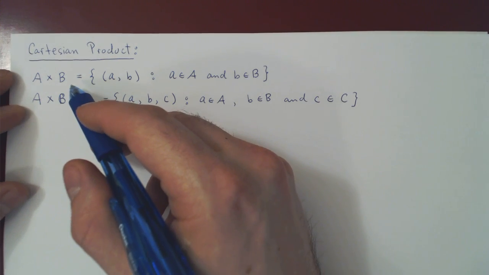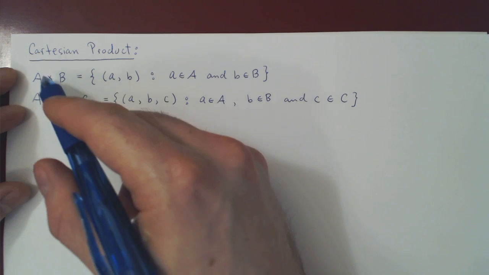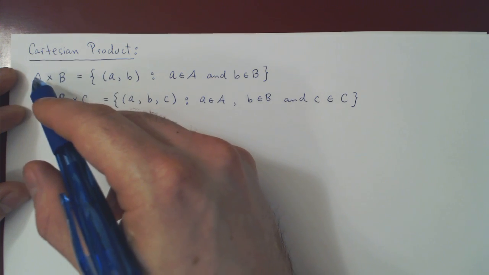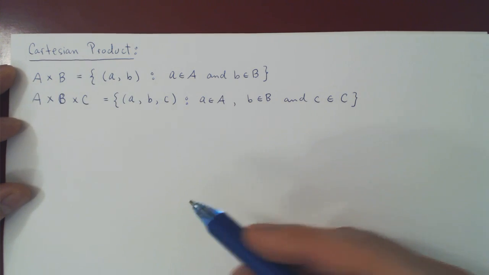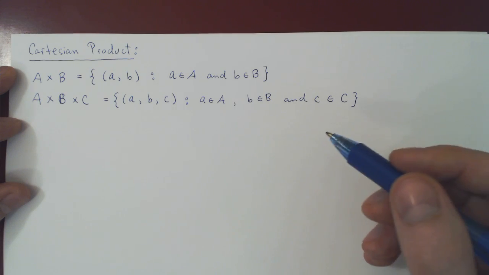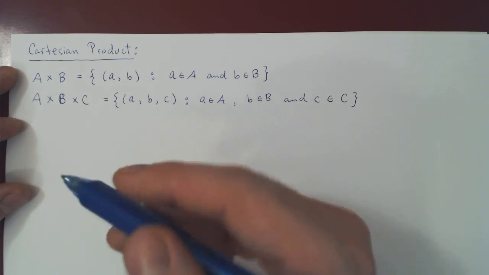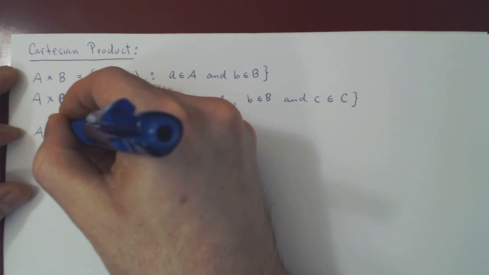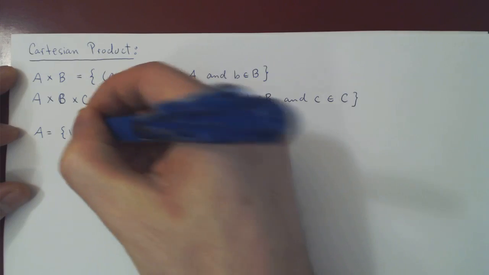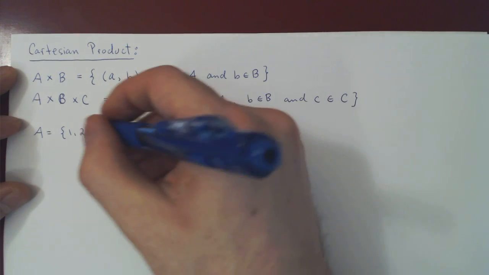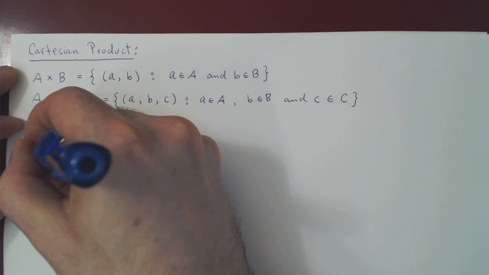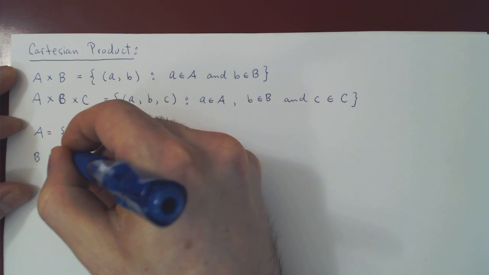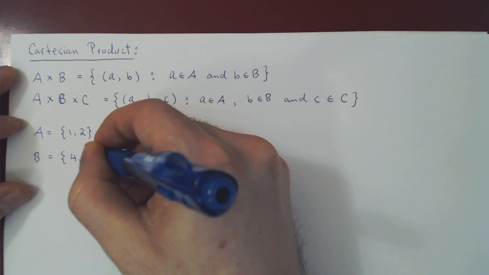And now we'll ask quite simply, what is the size of A times B if we know the size of A and the size of B? Let's take a very simple example, and then we'll figure out that this actually always works. So what if A was simply 1, 2, a set with 2 elements, and B was a set with 3 elements, say 4, 6, 9.